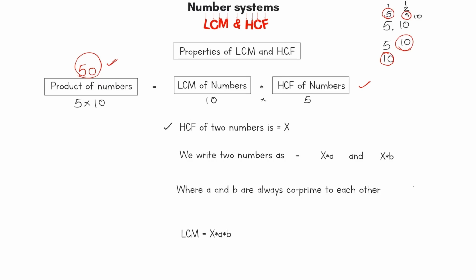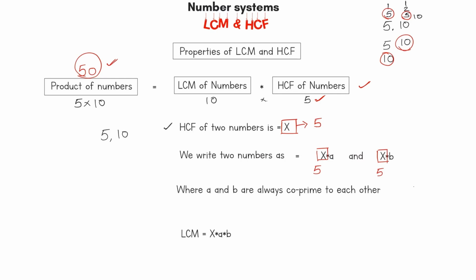HCF of two numbers is x, so let's take our two numbers again to be 5 and 10. What is their HCF? Highest common factor of 5 and 10? We just found out it is 5. So let's write it here. Since the HCF of two numbers is x, in this case my x is 5. So wherever I see an x, I'll write a 5 there, because now I'm giving it a value.